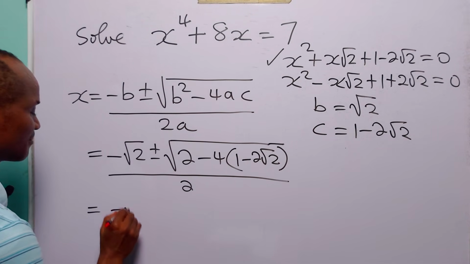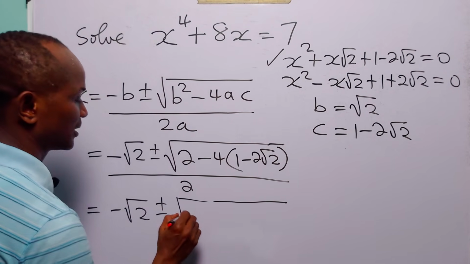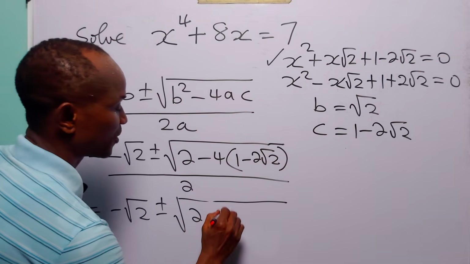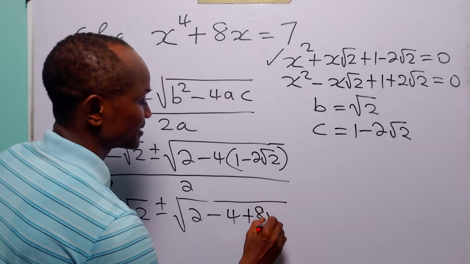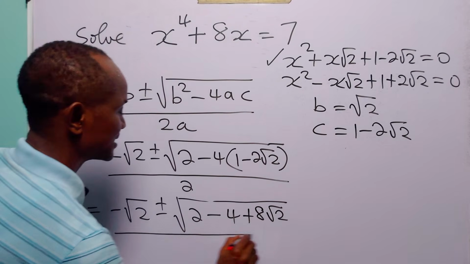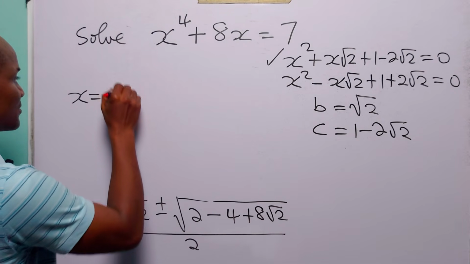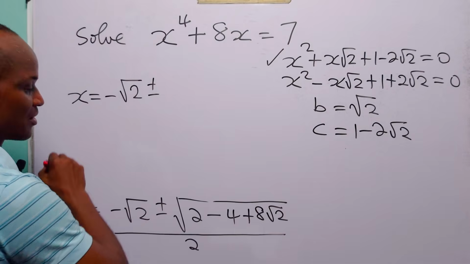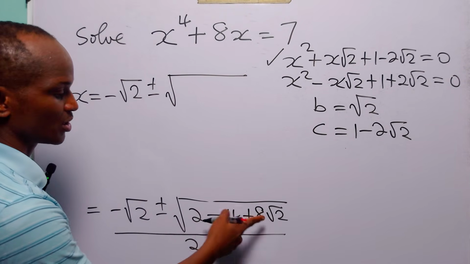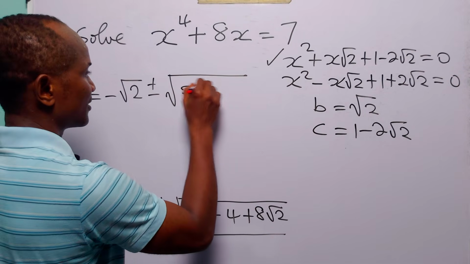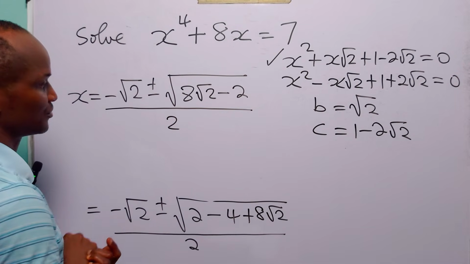Now this is equal to minus root 2 plus or minus the square root of 2 minus 4 times 1 is 4. Minus 4 times minus 2 root 2 is plus 8 root 2. Everything is divided by 2. And from here, we have that x is equal to minus root 2 plus or minus the square root of 2 minus 4 is minus 2. So under the square root, we have 8 root 2 minus 2. And everything is divided by 2.